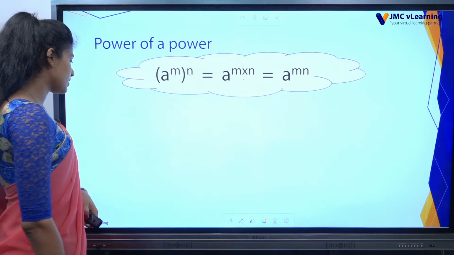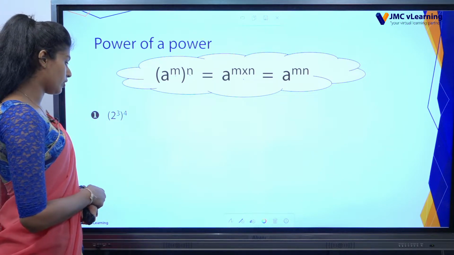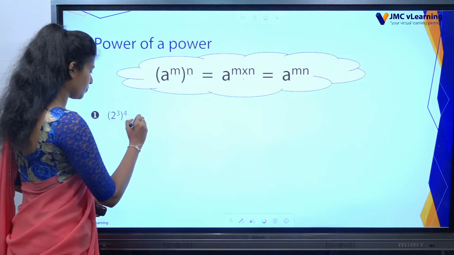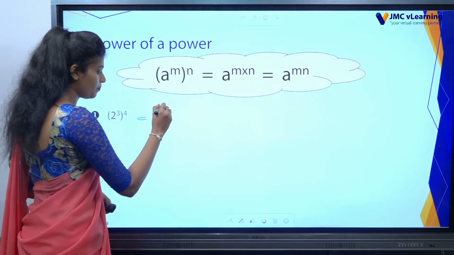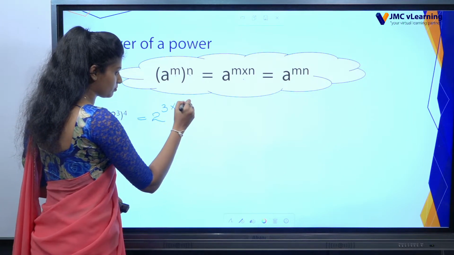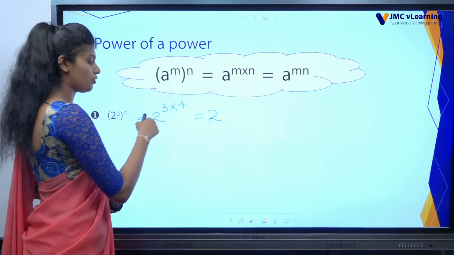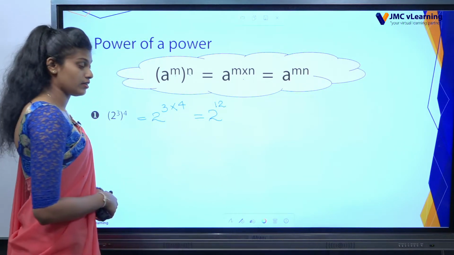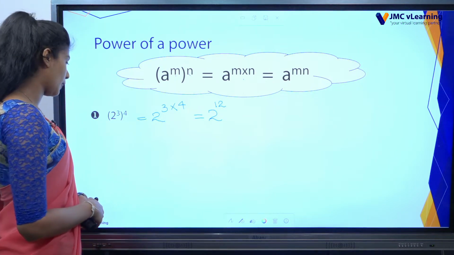Now let's see some examples. 2 to the power 3 to the power 4. Here what you have to do? You have to multiply the powers. The two powers are 3 and 4. Let's multiply them. Then what is the answer? 4 into 3. The answer is 12. Then the final answer is 2 to the power 12.